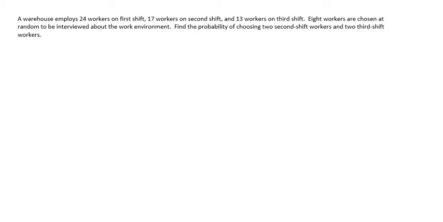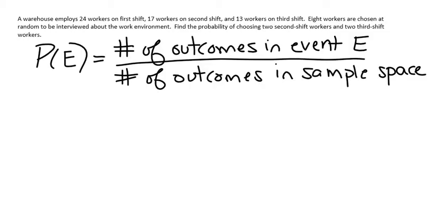For this problem, we're going to use classical probability as the base for our calculations. Classical probability is equal to the number of outcomes in event E over the number of outcomes in the sample space. The first thing we're going to look at is the number of outcomes in our sample space.